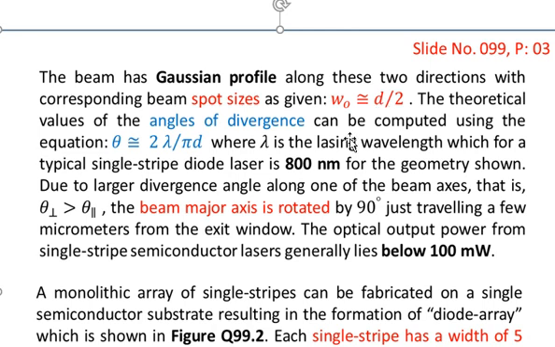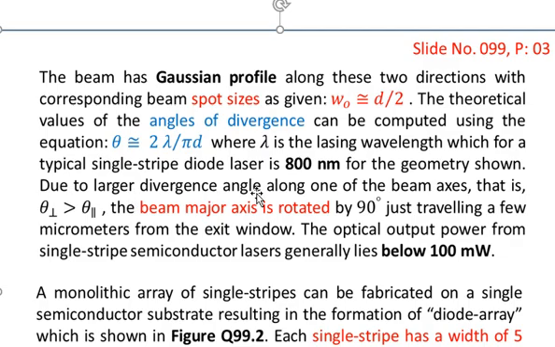The theoretical value of the angles of divergence can be computed using the equation theta is of the order of 2 lambda over pi d. So this will give you the angle of divergence of the beam, where lambda is the lasing wavelength, which for a typical single strip diode laser is 800 nanometer for the geometry shown. So for the geometry that we have discussed in figure number 1, that single strip diode laser is going to emit 800 nanometer.